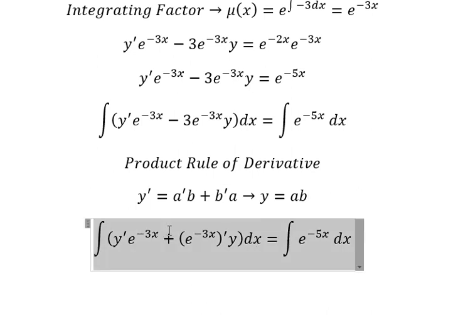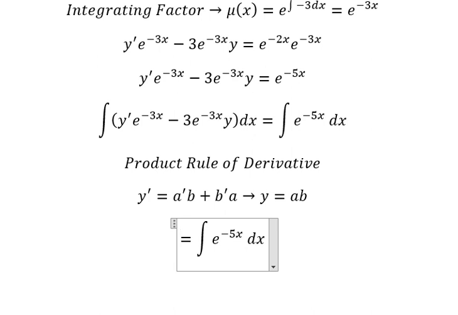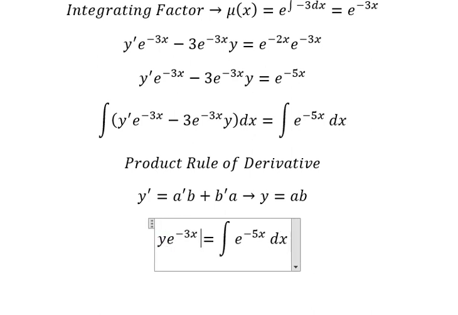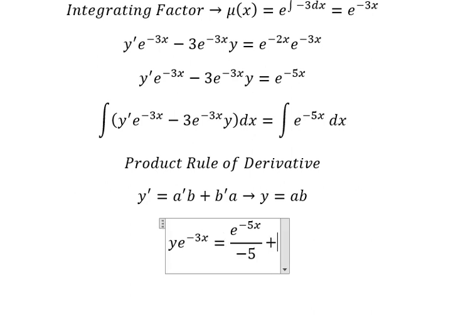So the integration of that one is y e to the power of negative 3s. This one is e to the power of negative 5s over negative 5. And I will put c.